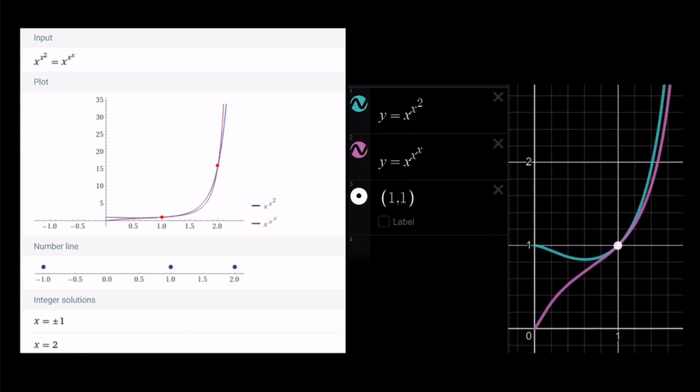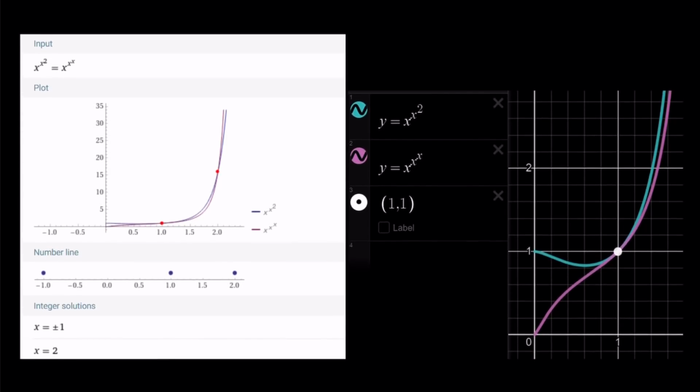I graphed both of these functions for you. And you can also see the results from Wolfram Alpha, so that kind of gives away the solution, but that's okay. Notice that I graphed y equals x to the power x squared along with y equals x to the power x to the power x, kind of like an exponential tower with 3 x's. And notice that they intersect at 1, 1. Not only do they intersect, but they're also tangent.